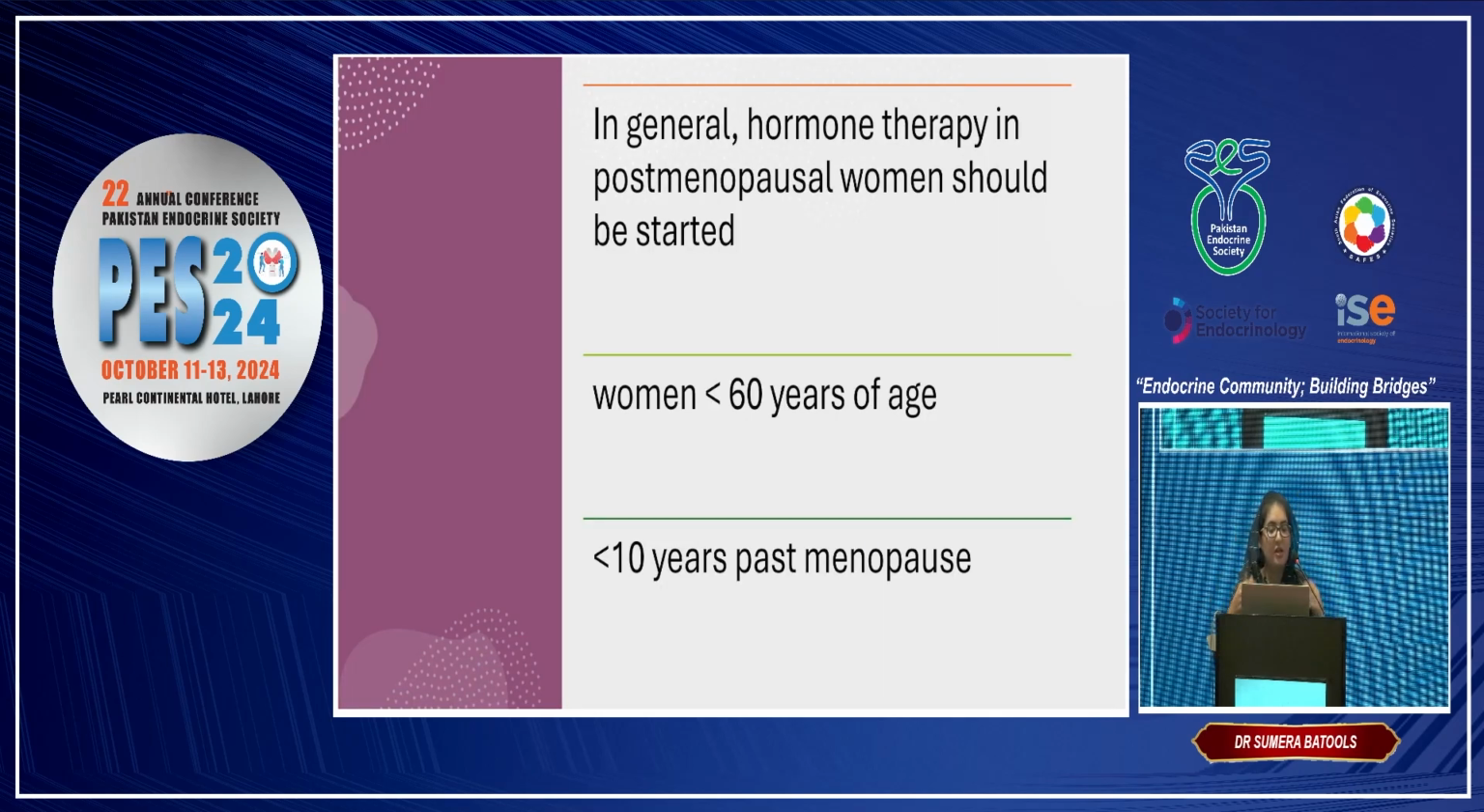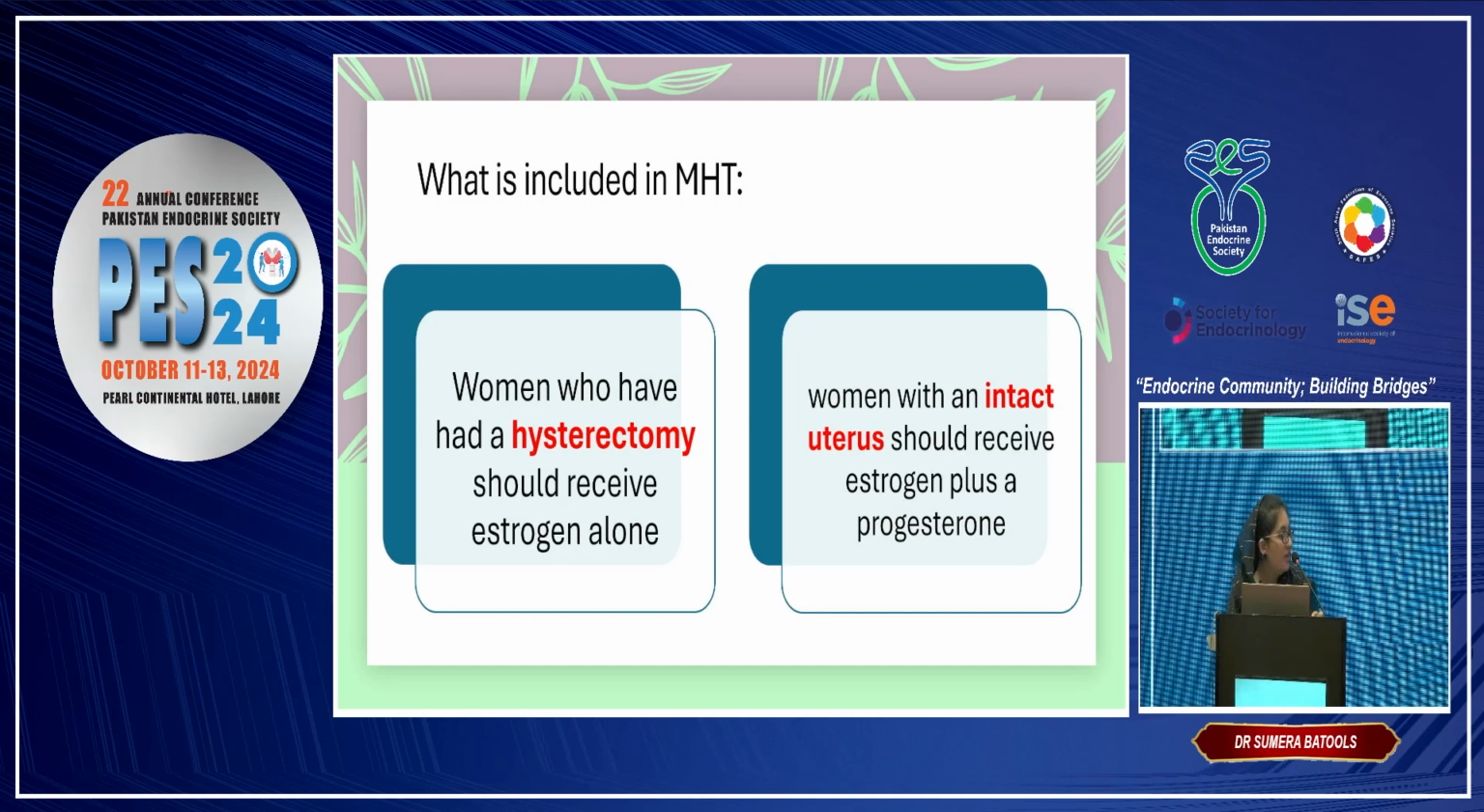So in general, who should we start hormone replacement therapy in? A woman less than 60 years of age and less than 10 years past menopause. This is the time period when a woman will get maximum benefit from the hormone therapy, and there will be a low risk of side effects. In hormone therapy, we have estrogen and progesterone. If a woman has a history of hysterectomy, then estrogen alone is enough.